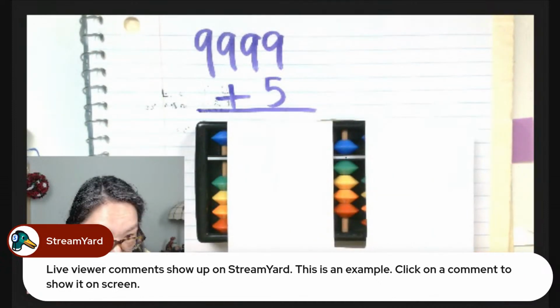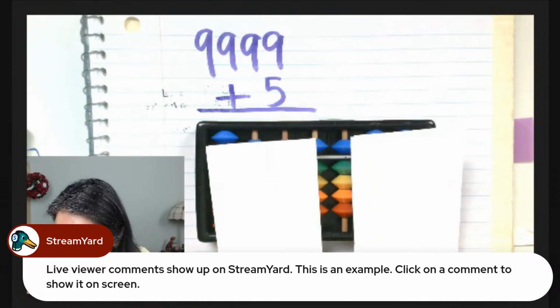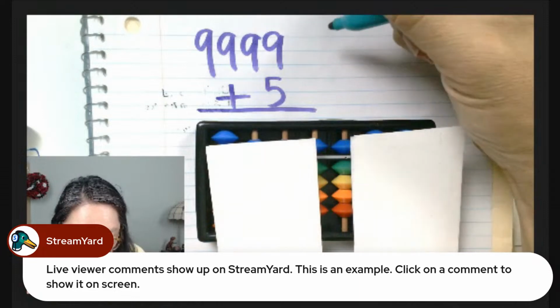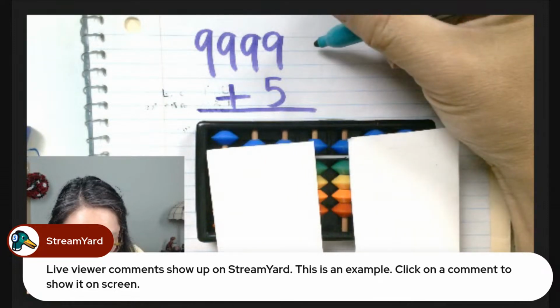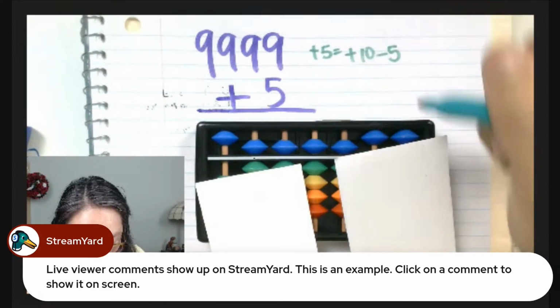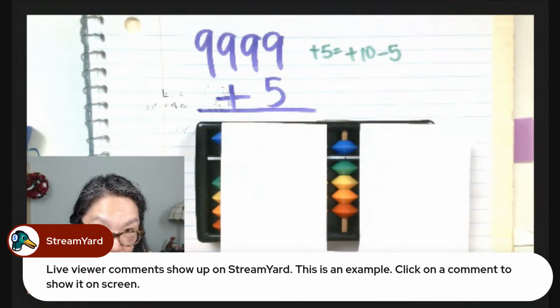When we add the 5, we're going to add the 5. Notice I cannot add the 5. What do we do? Well, we know that plus the 5 is equal to plus the 10 minus the 5. So we do plus the 10 minus the 5.